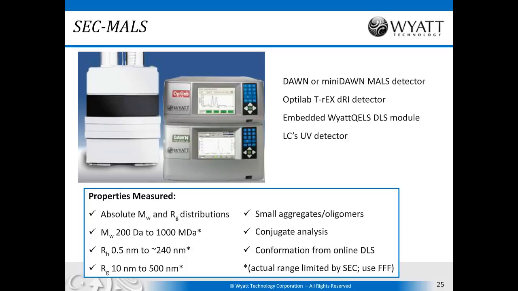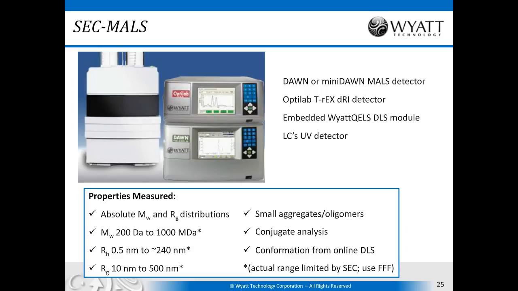Properties measured by FFF-MALS include absolute molecular weight and size, a very large range of molecular weights from 200 Daltons all the way up to gigadaltons, a large range of sizes, both the Rg measured by MALS, as well as the Rh measured by dynamic light scattering. And these allow you to characterize small aggregates and oligomers that will be separated by SEC. We can analyze conjugated materials, for instance, copolymers or proteins conjugated to carbohydrates.